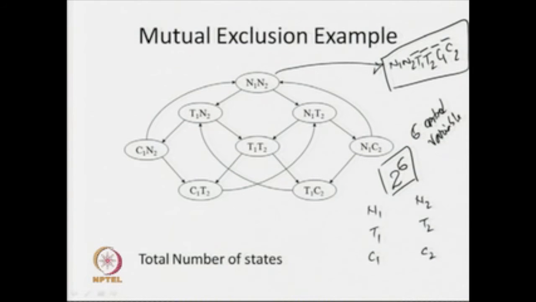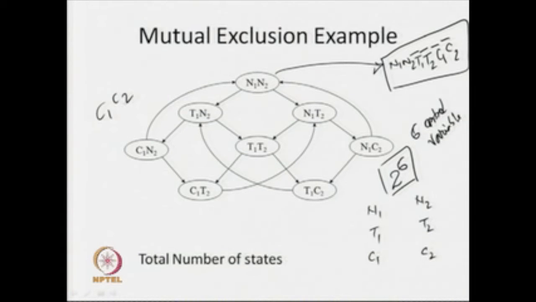We will get altogether 2 to the power 6 different states, because if we have n control variables, we get 2 to the power n different states. So my total state space is 2 to the power 6, which is 64. That means I am going to get 64 different states. This is the total number of states of this system, but out of that we have seen that only 8 are reachable, and others are not, because for a proper system both cannot be in the critical region. That means C1 and C2 should not be true simultaneously.